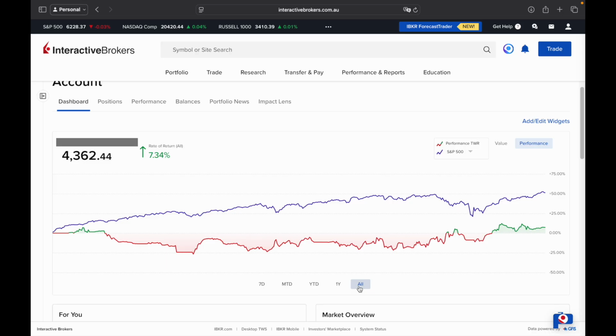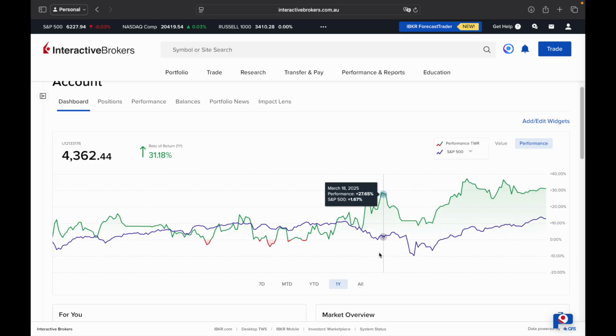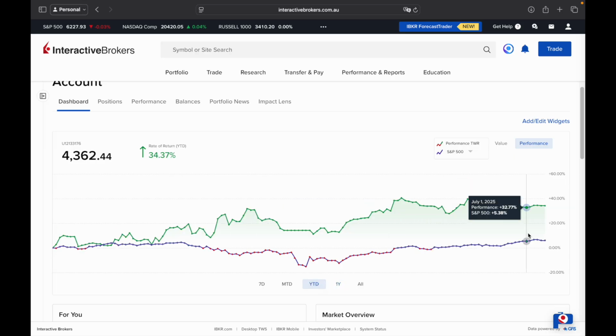Here's my Interactive Brokers account dashboard. My account has recovered from earlier losses, although it has still underperformed the S&P 500 since inception. If we look at the past 1 year and the year-to-date performance, it has actually outperformed the S&P by a large margin.